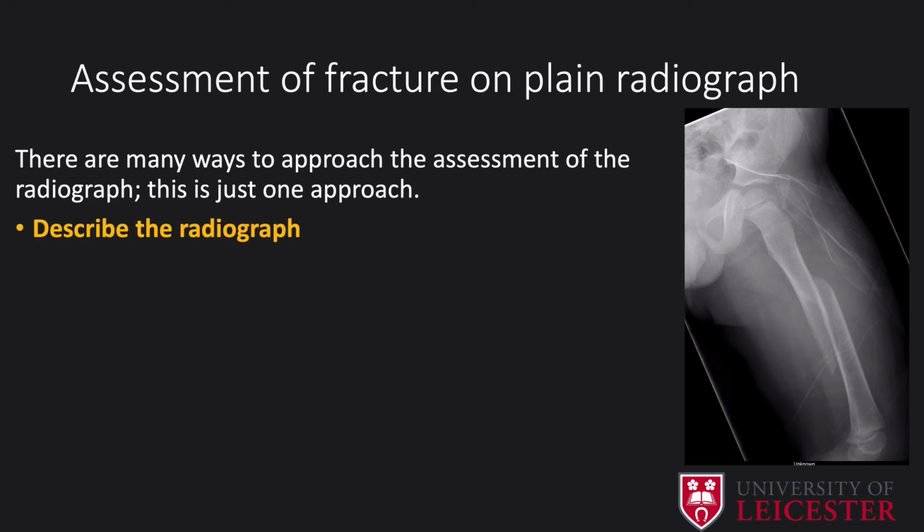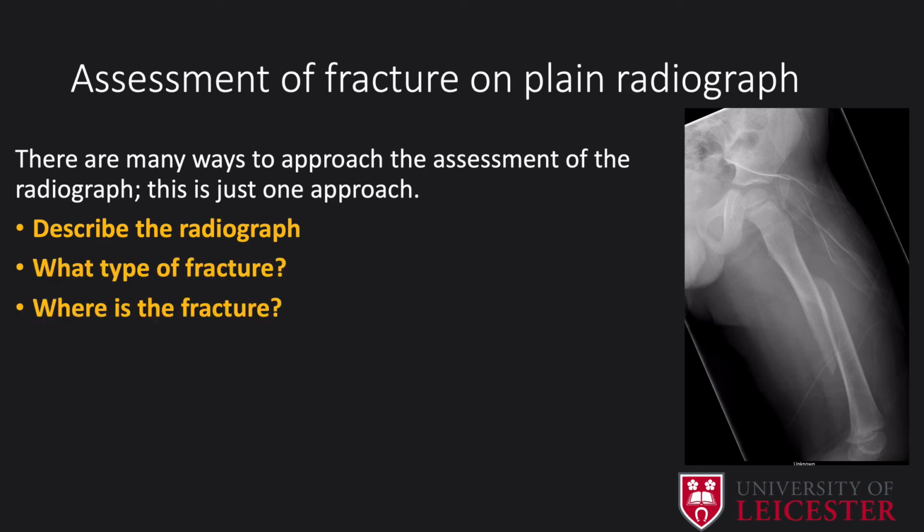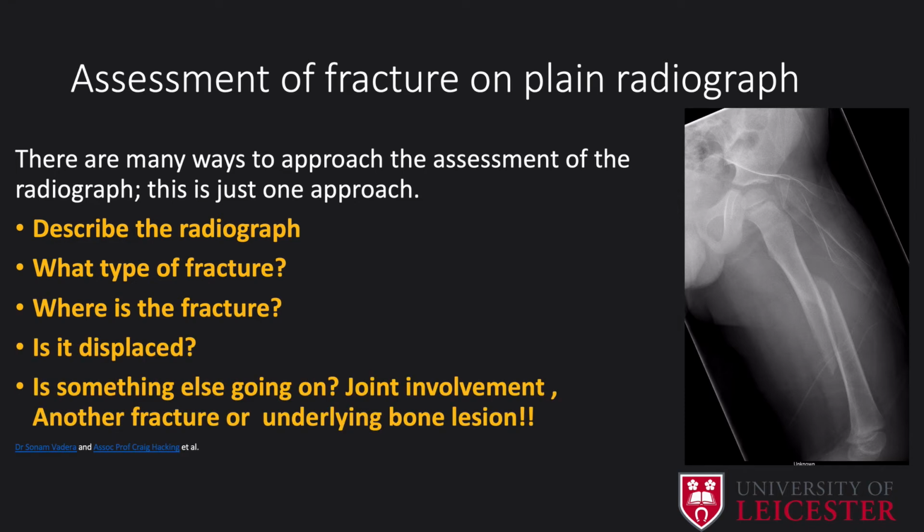First of all, we should describe the radiograph and which bone is involved, then the type of the fracture, where the fracture is, and if there is any displacement, and if there is anything else going on, like involvement of the joint space, any other fracture, or any underlying bony lesion.